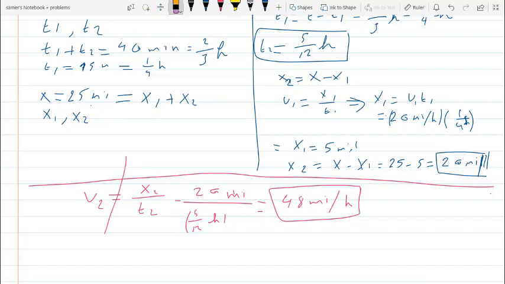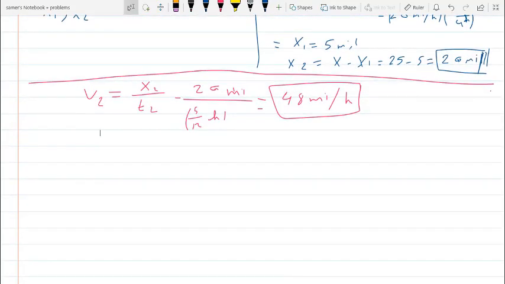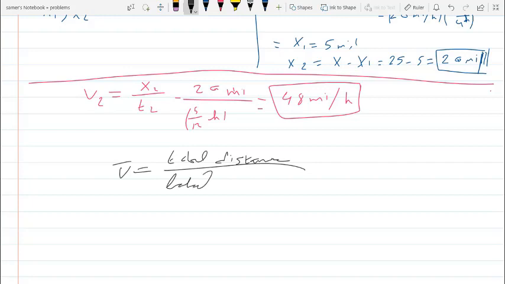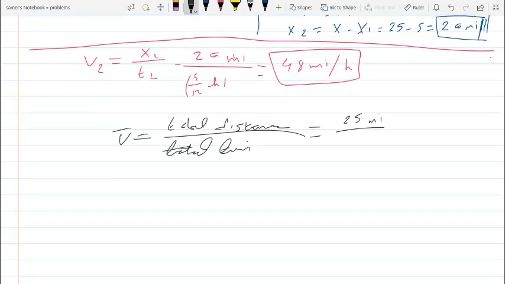We can simply find the average velocity of the overall trip. And the average velocity of the overall trip is the total distance divided by the total time. The total distance is 25 miles over 2/3 hours. 25 miles over 2/3 hours is 37 miles per hour.